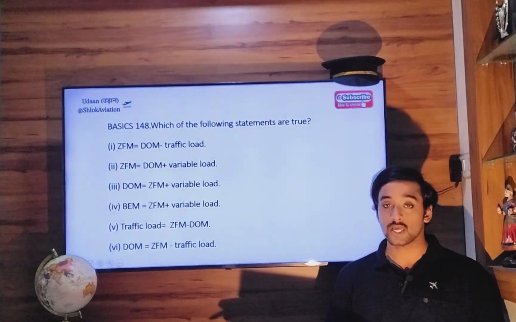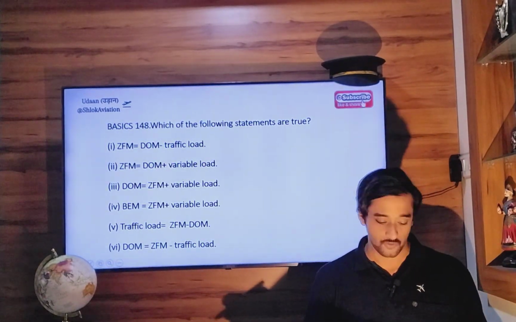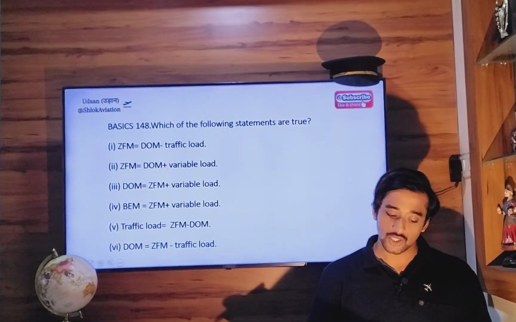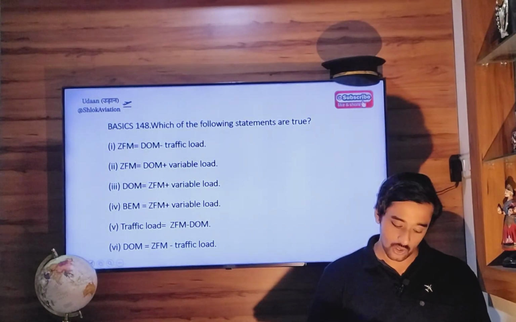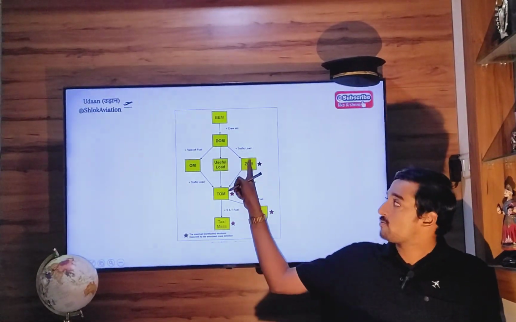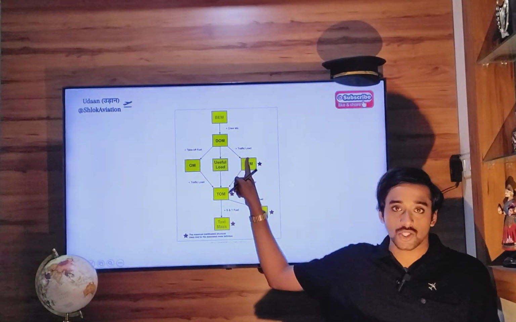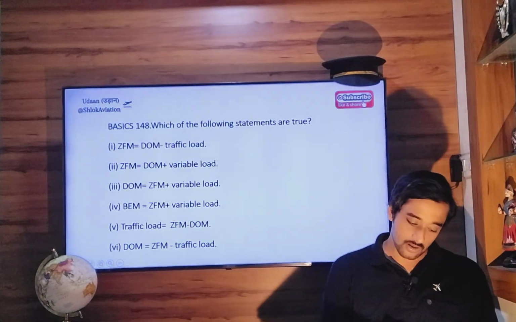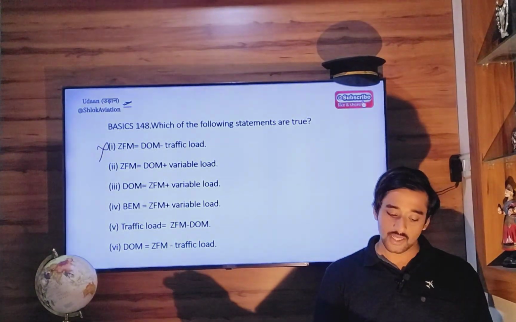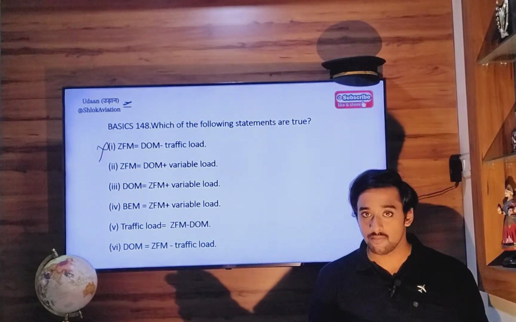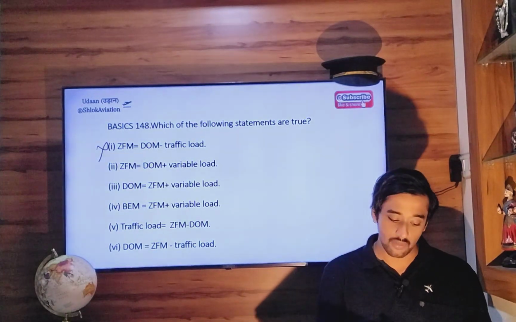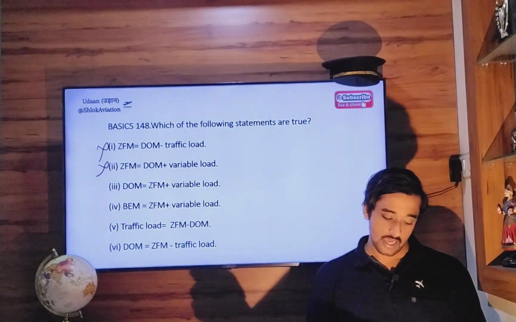Next. 148. Which of the following statements are true? That means there are more than one statements which are true. Zero fuel mass is dry operating mass minus traffic load. Wrong. Zero fuel mass is dry operating mass plus traffic load. Zero fuel mass is dry operating mass plus variable load. Wrong. It's dry operating mass plus traffic load.